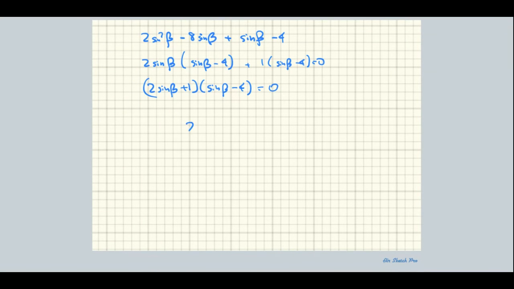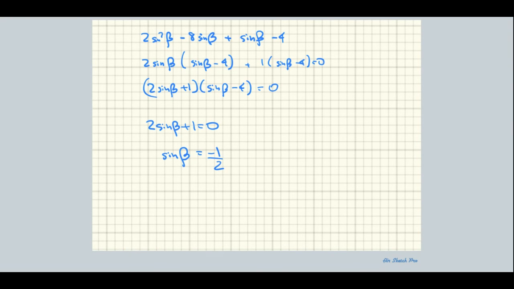So, if 2 sine beta plus 1 is 0, then sine of beta equals -1/2. That should be pretty easy. Bring the 1 over, and then divide by 2. And that looks like a principal ratio, except negative, yeah?